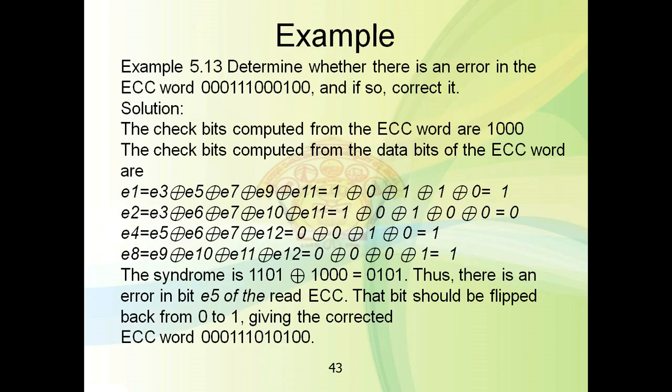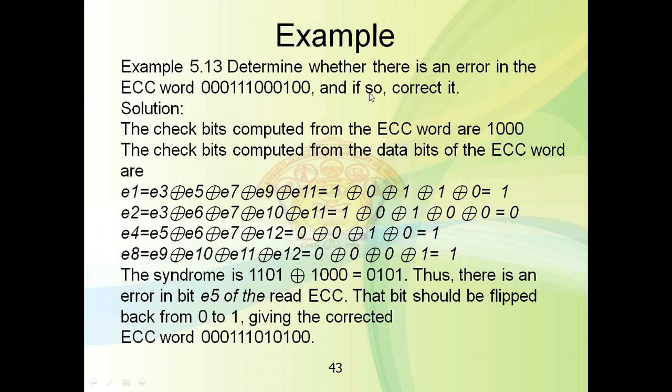Now we have stored the data, and we are going to check whether an error has occurred. If an error has occurred, we can see how to detect and correct it by using this example, example number 5.13: determine whether there is an error in the ECC word. The ECC word given is 0 0 1 1 0 0 1 0 0.